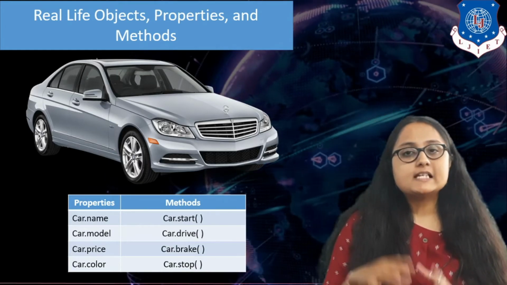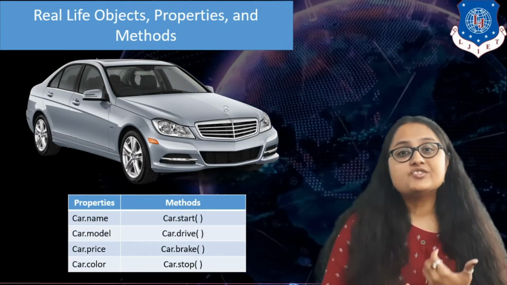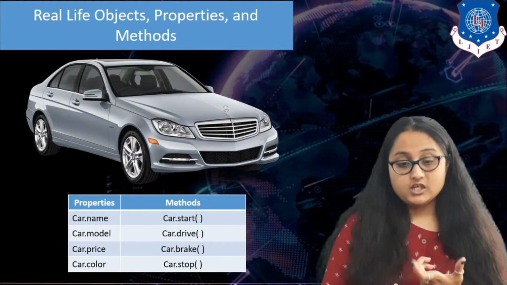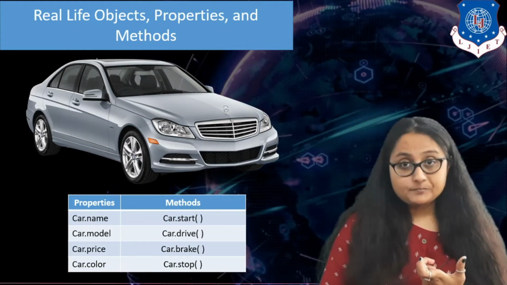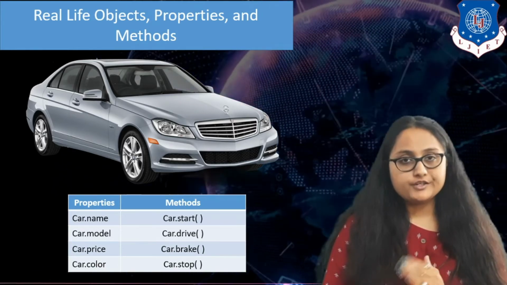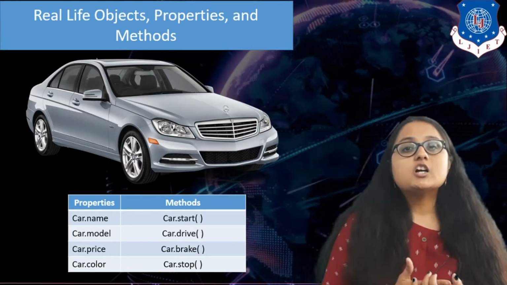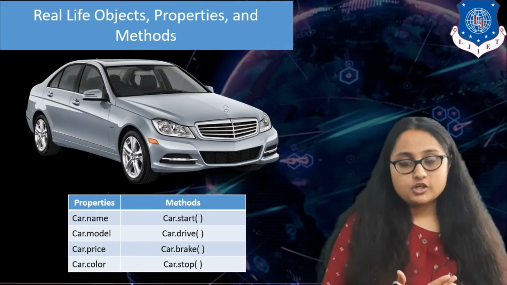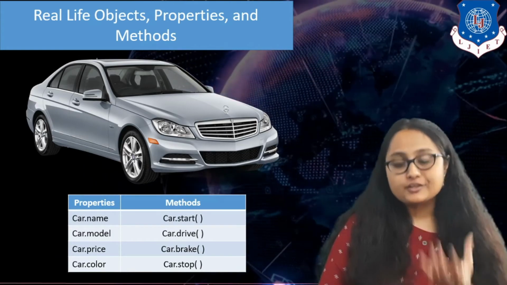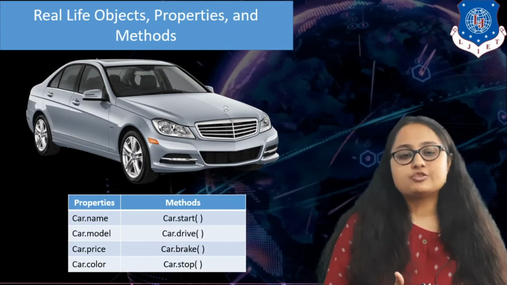Similar to properties, there are methods which are attached to real life objects. A car can start, a car can stop, a car can be driven, that is, a car can drive. A car has brakes, so you can apply the brake, that is also one of the methods. You can stop the car, right, that we have already discussed. So these are the different methods which are attached to a real life object. If you pick any real life object, there are certain properties, certain attributes attached to that object, and there are certain methods which are attached to that object.